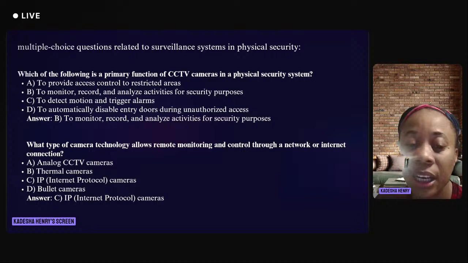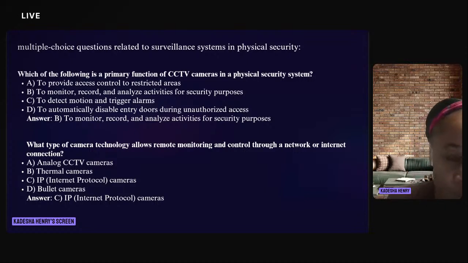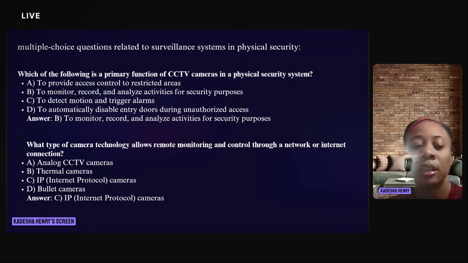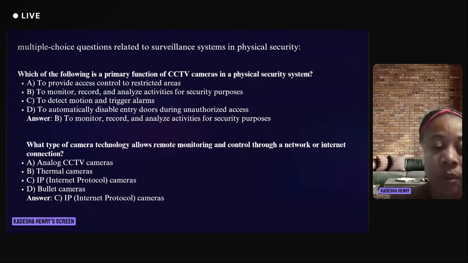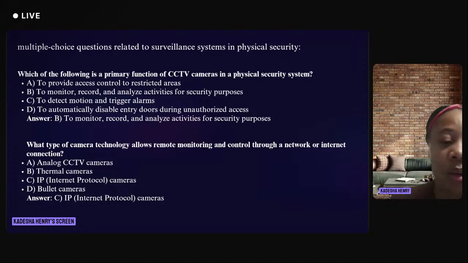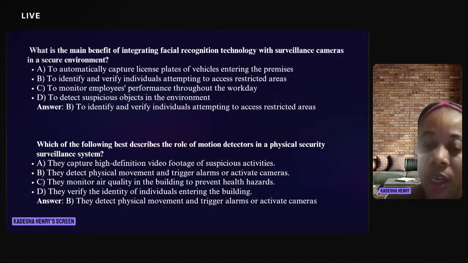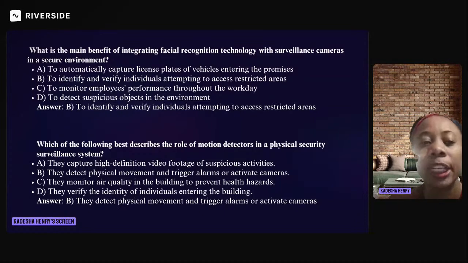What type of camera technology allows remote monitoring and control through a network or internet connection? Is it A, analog CCTV camera, B, terminal camera, C, IP address camera, or D, bullet camera? So it will be C. It will be an internet protocol camera. These are cameras that are very high tech. So let's move on to our next question.